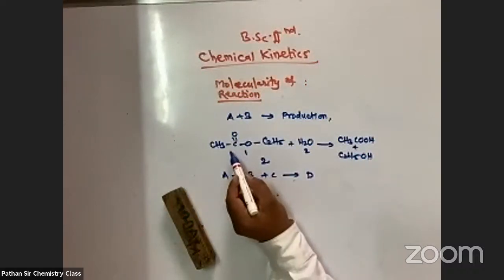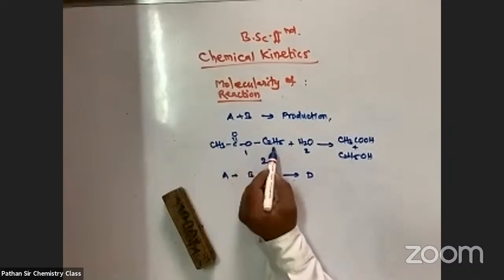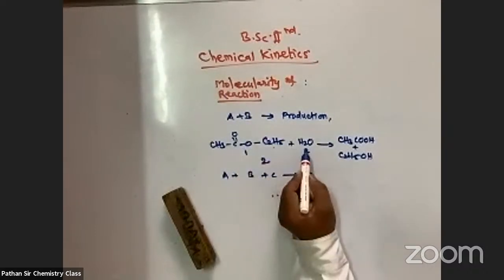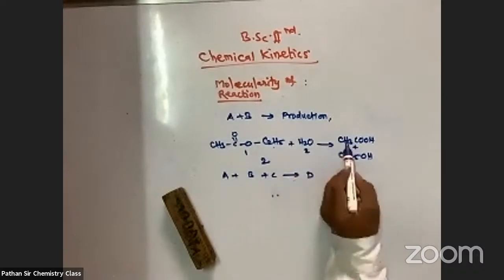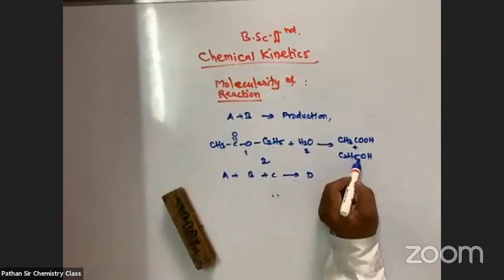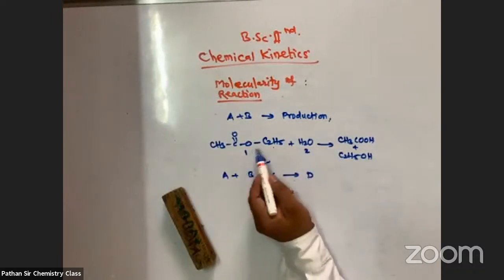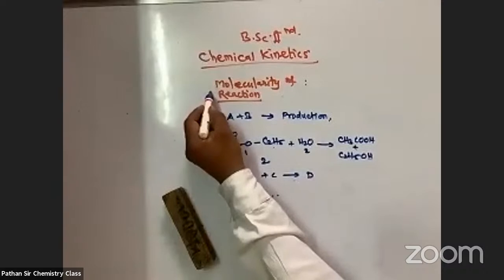Okay, see once again. So this is ethyl acetate hydrolysis, the reaction with H2O with the formation of acetic acid and ethanol. The number of molecules used is just 2. The molecularity of the reaction is 2.